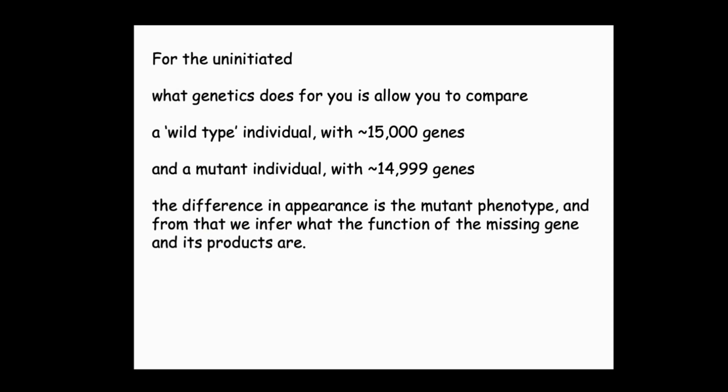So if you're not already a geneticist, just to highlight, the key thing about genetics is it allows you to compare two individuals. Your normal individual, for example, a normal fruit fly has about 15,000 genes, and a different individual which has one missing. And the difference between those two individuals is the mutant phenotype, so it may look different or the physiology might be different. And that allows you to infer what the function of the missing products are.